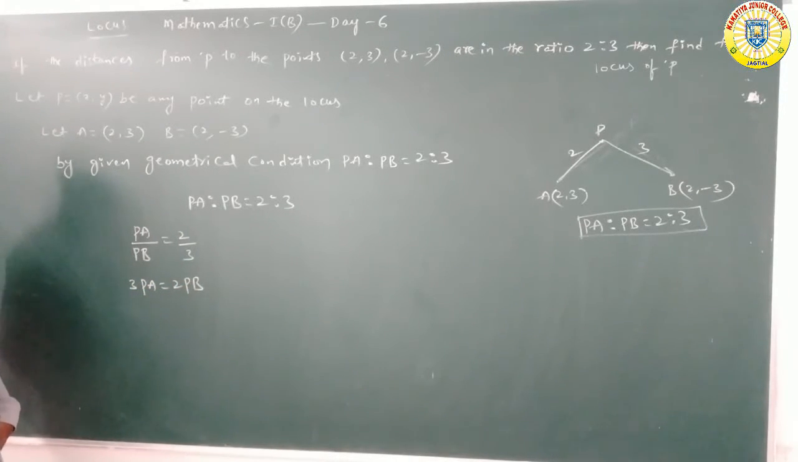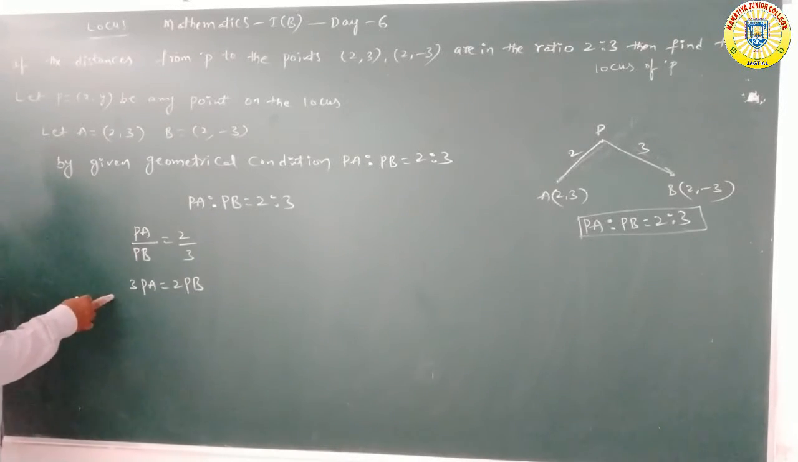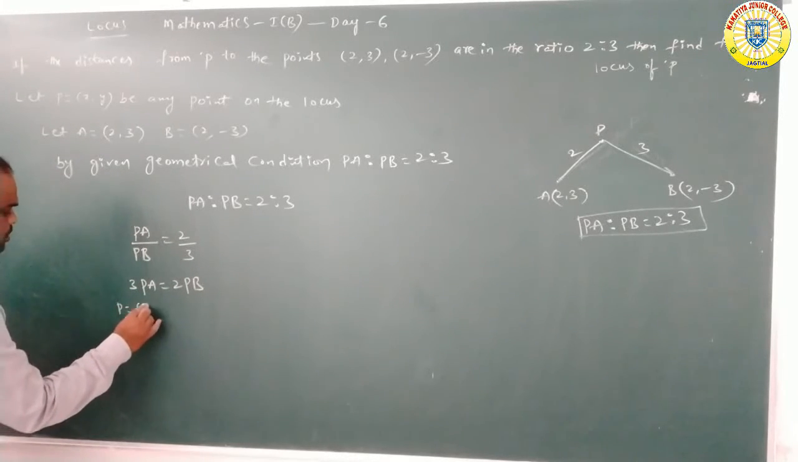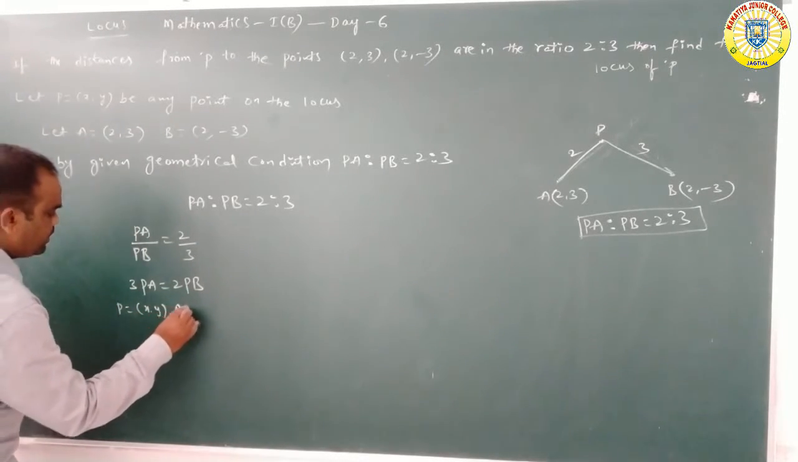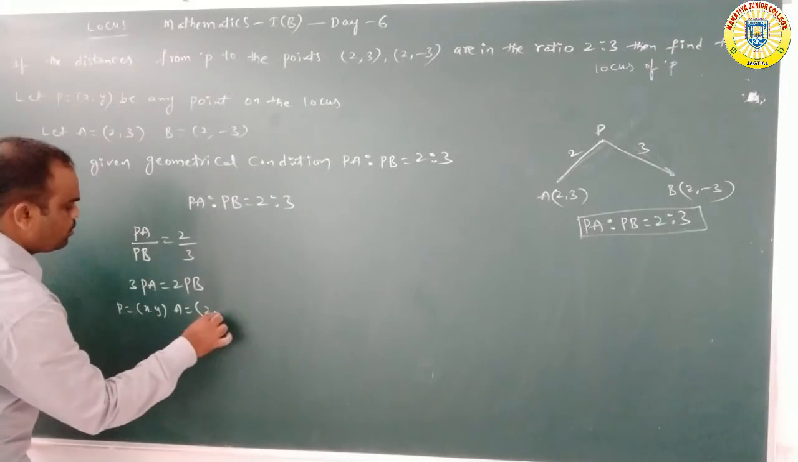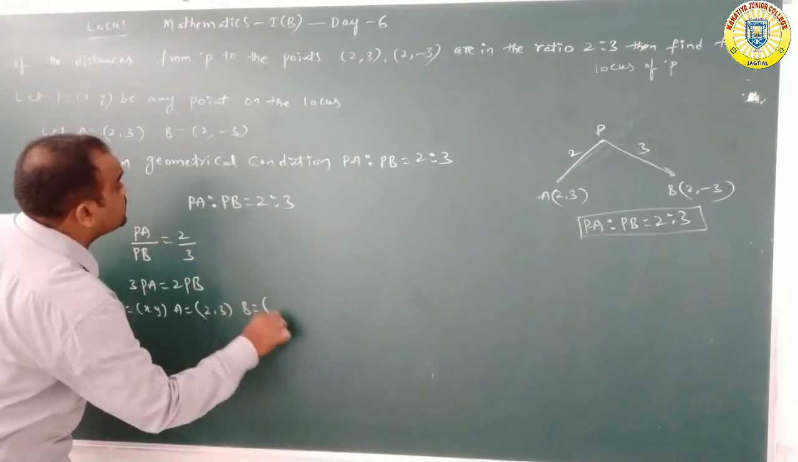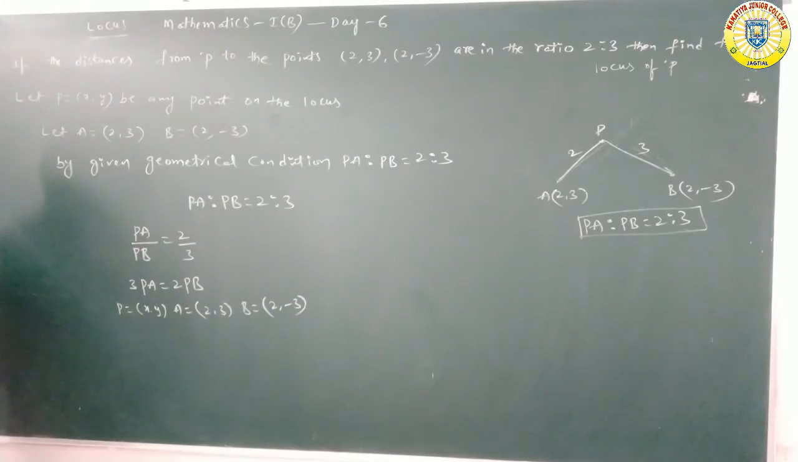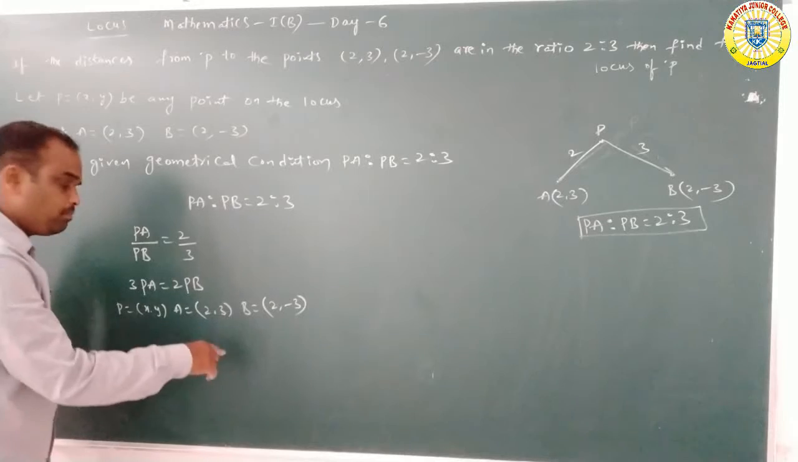3PA is equal to 2PB. Now we are substituting the P and A values. P is equal to (x, y), A is equal to (2, 3), B is equal to (2, -3).